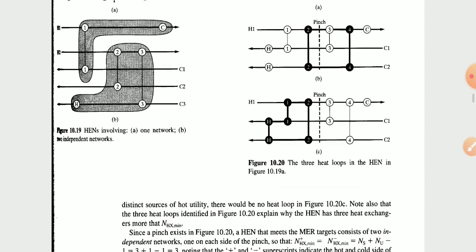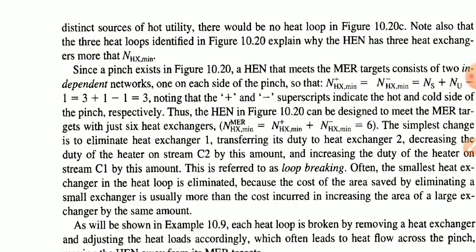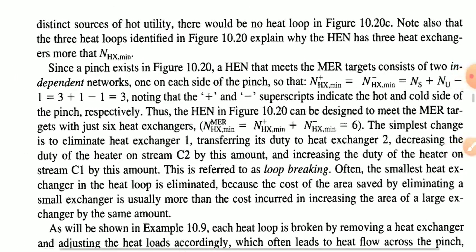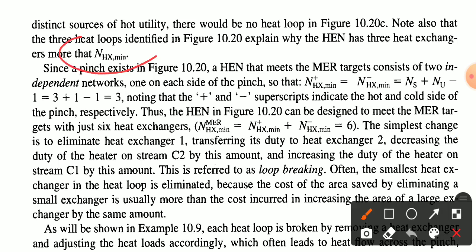Okay, then distinguished source of the hot utility, there would not be a heat loop in figure 10.20c. Note also that there are 3 heat loops in figure 10.20. For explanation, why the heat exchanger network has 3 heat exchangers for NHX minimum.